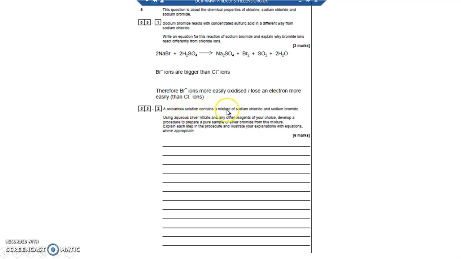The colourless solution contains a mixture of sodium chloride and sodium bromide. Use aqueous silver nitrate and any other reagents of your choice. Develop a procedure to prepare a pure sample of silver bromide from this mixture. So you've got a mixture of sodium chloride and sodium bromide, and you've got to make silver bromide from this mixture. Explain each step in the procedure and illustrate your explanations with equations where appropriate.